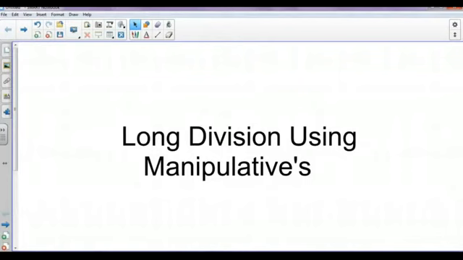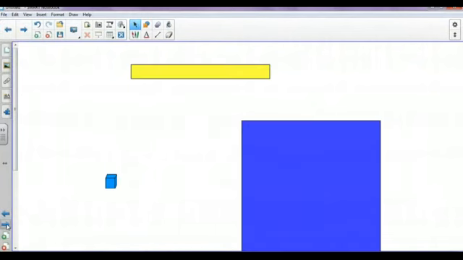From Brianna's example, we already learned what division is and how to do it, but we're going to do a little more using manipulatives today. So first, we're going to learn what our manipulatives are.